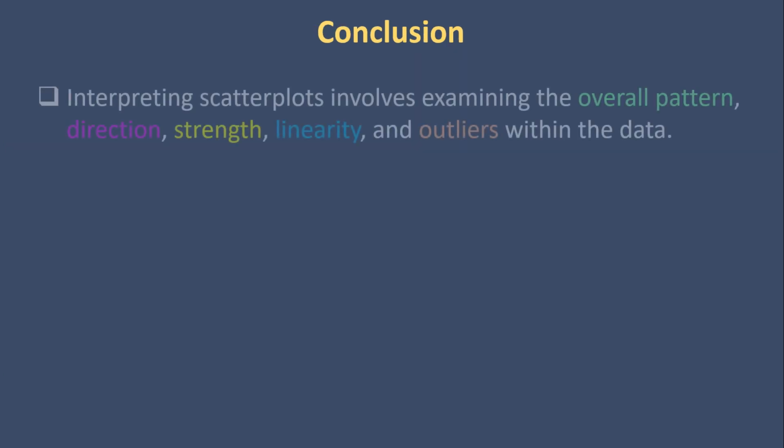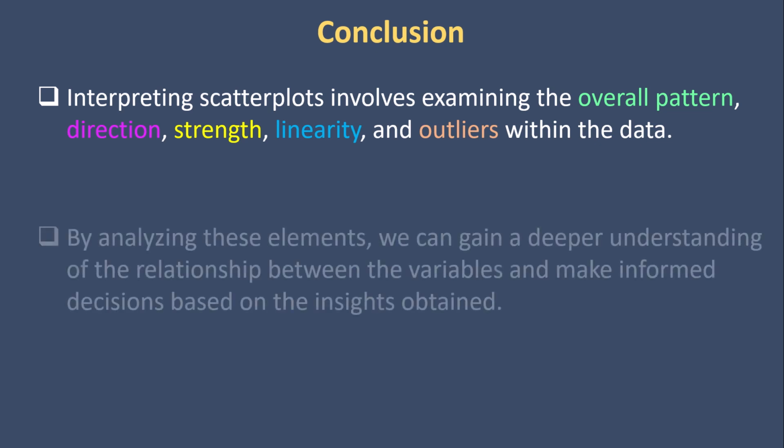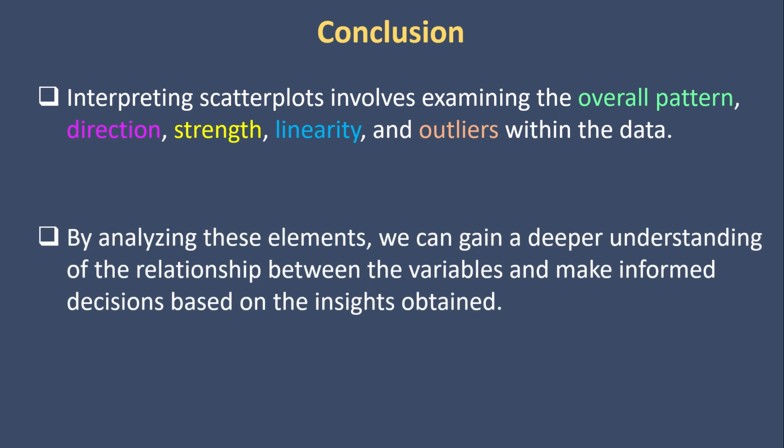Now go to the conclusion. Interpreting scatter plots involves examining the overall pattern, direction, strength, linearity, and outliers within the data. By analyzing these elements, we can gain a deep understanding of the relationship between the variables and make informed decisions based on the insight obtained.